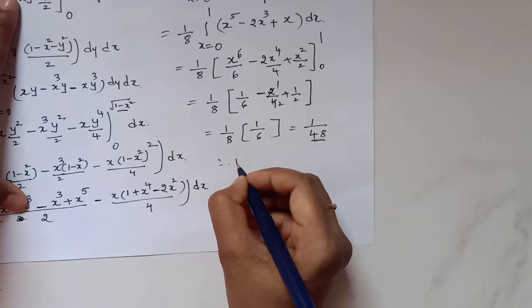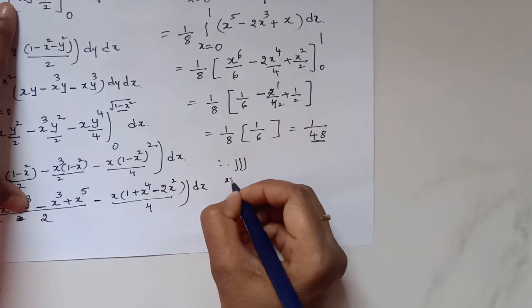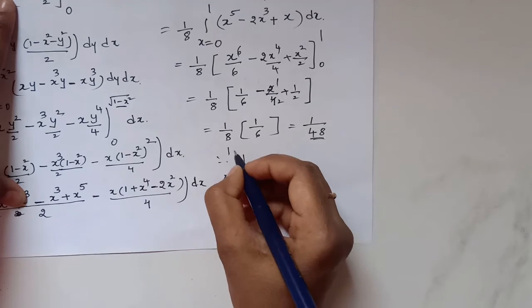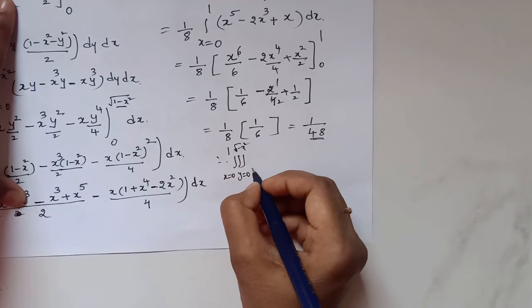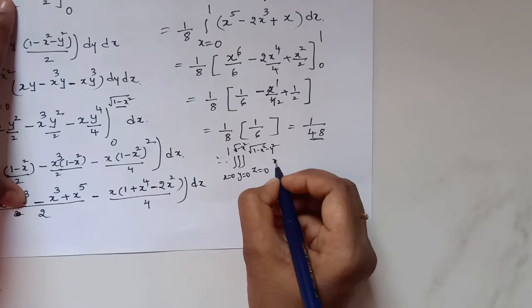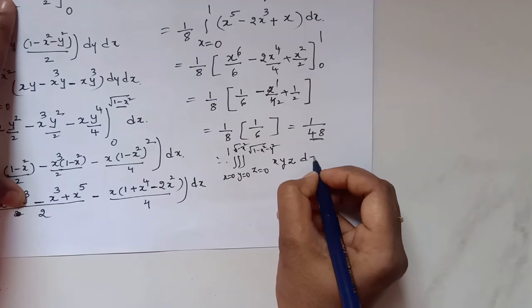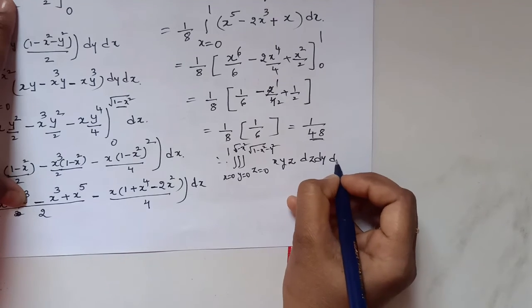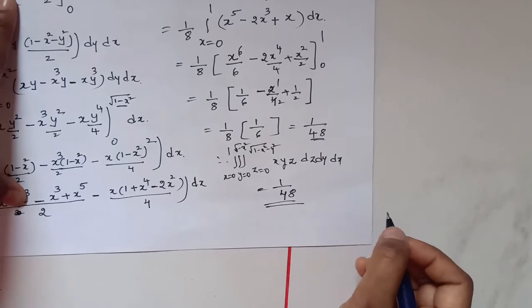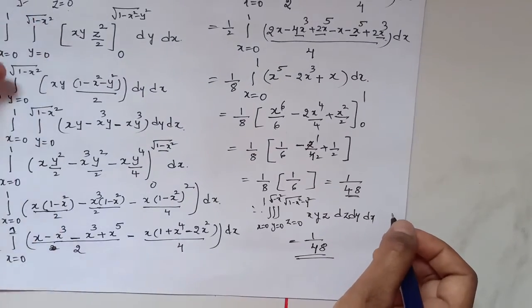Therefore, triple integral x is equal to 0 to 1, y is equal to 0 to under root 1 minus x square, z is equal to 0 to under root 1 minus x square minus y square, x y z dz dy dx value is 1 by 48. This is about the second problem.